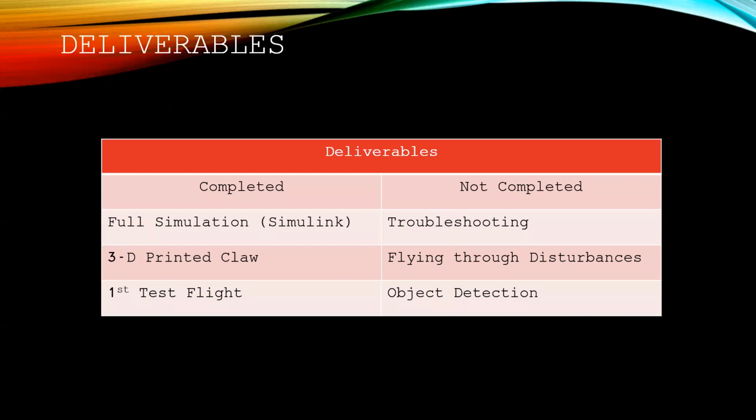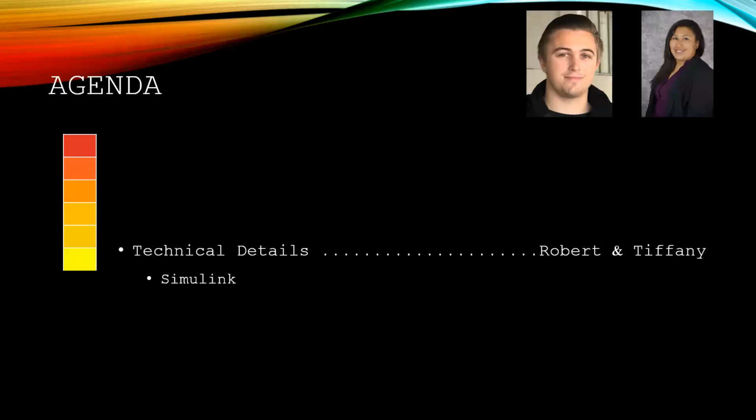Some of the deliverables we were able to accomplish resulted in a full simulation of flight and landing of the mini drone in Simulink. We were also able to 3D print the claw and mount it onto our drone. Finally, we were able to record our first test run of the mini drone using the Simulink code to fly. Unfortunately, due to time restraints, some stuff that we were not able to complete were troubleshooting the mini drone after test flights, flying through disturbances, or detecting the object when the mini drone was flying through the air. Now here's Tiffany and Robert to talk about the technical details of the drone.